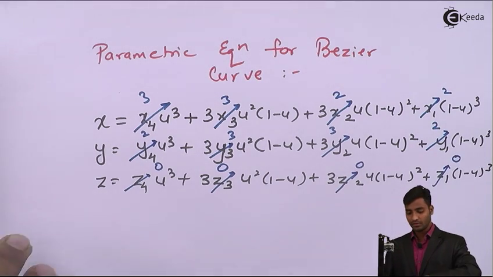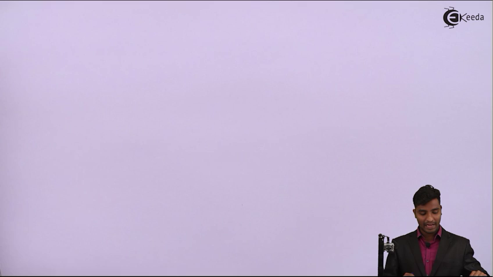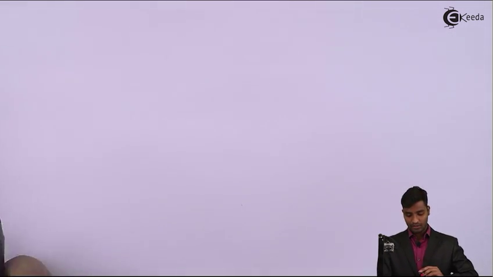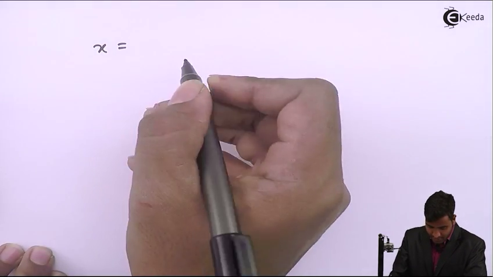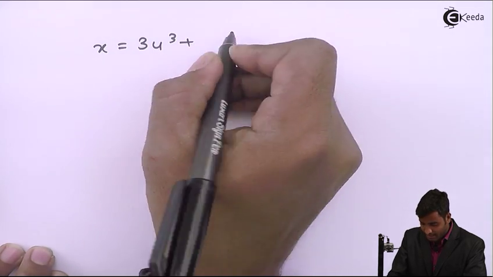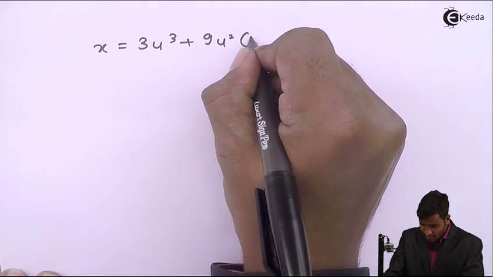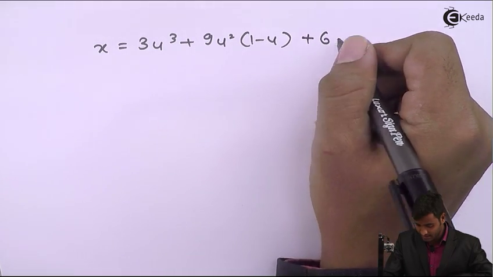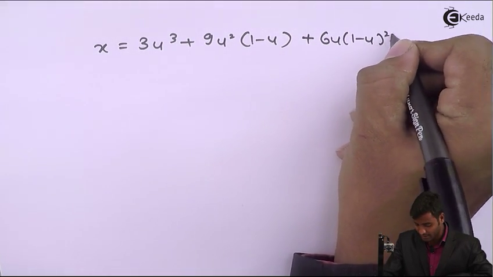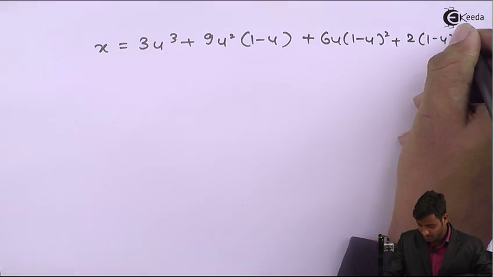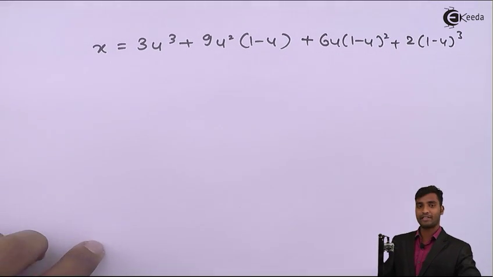So now after replacing the value of x1, x2, x3, x4, y1, y2, y3, y4 and z1, z2, z3 and z4, the equation will become x equal to 3u³ plus 9u²(1 minus u) plus 6u(1 minus u)² plus 2(1 minus u)³. So this is the equation for x.